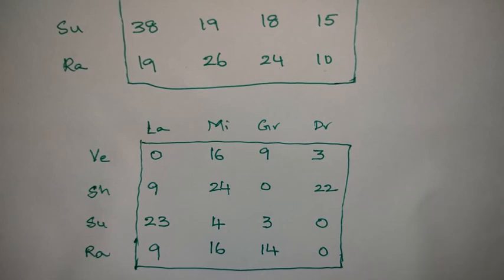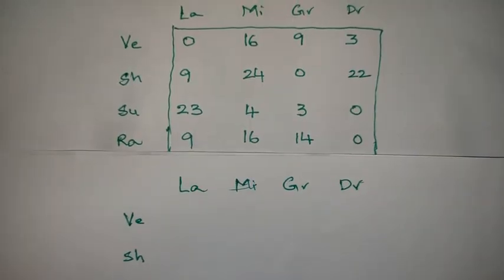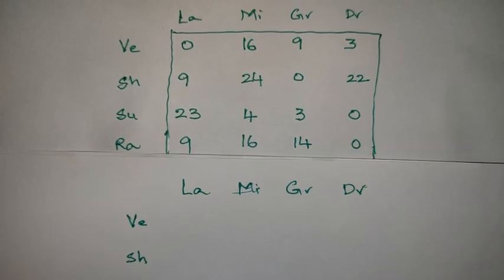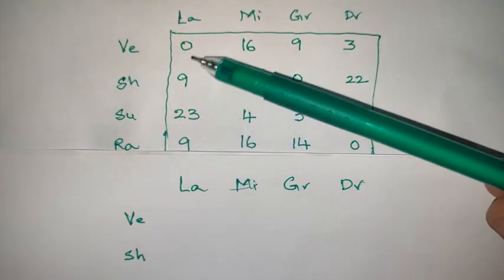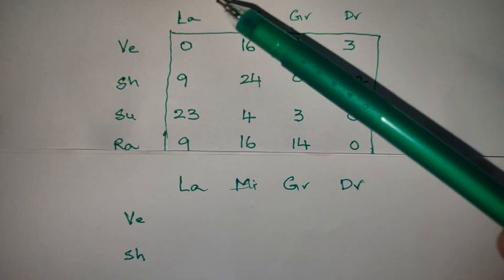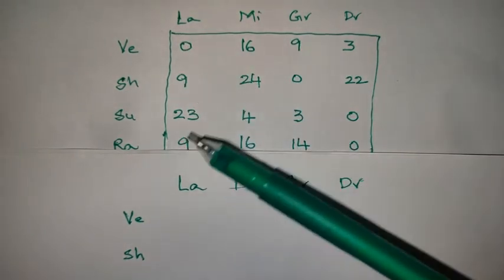And next we need to do the column reduction. Let us see that one. So in the second step, let us do the column reduction. Now take the first column. In the first column, values 0, 9, 23, 9. What is the minimum value? 0. Now subtract this 0 from all these four values.